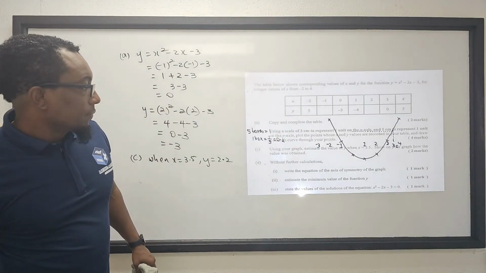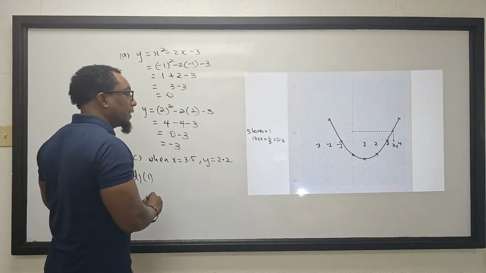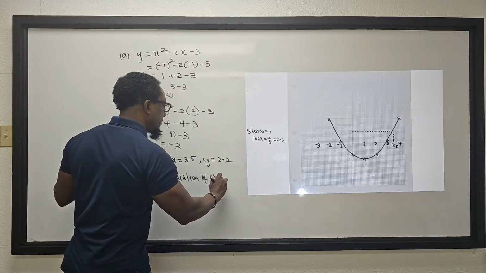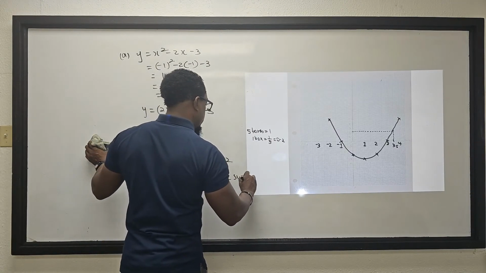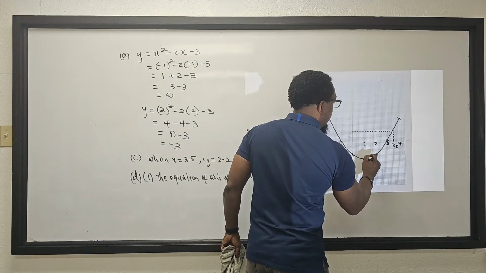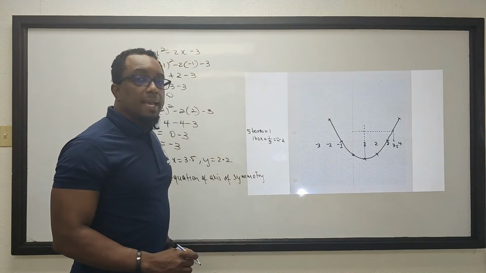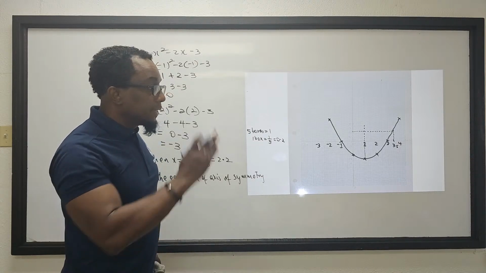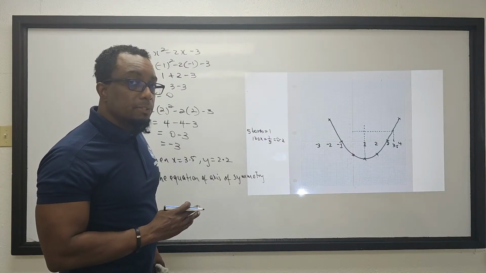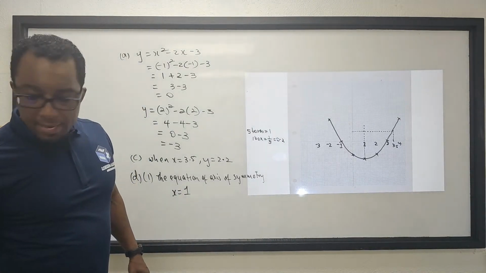So looking at D part 1, the equation of the axis of symmetry will be, if I draw a dotted line up, it is going to meet the x-axis at 1, right? And of course, it will divide your graph into 2 equal parts. So therefore, the equation of the axis of symmetry, or the x coordinate of the turning point, is equal to 1. And let's read the other part.